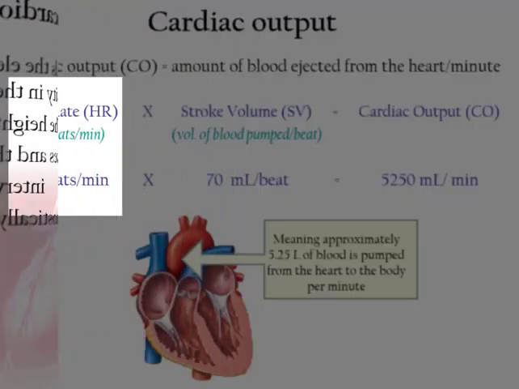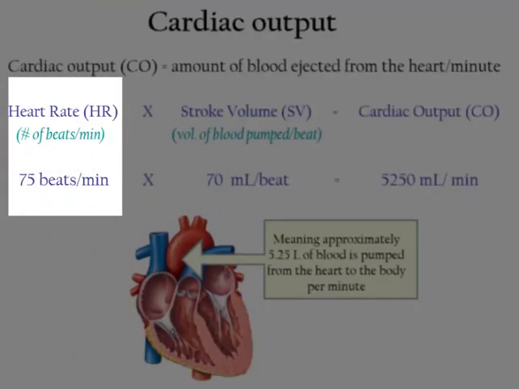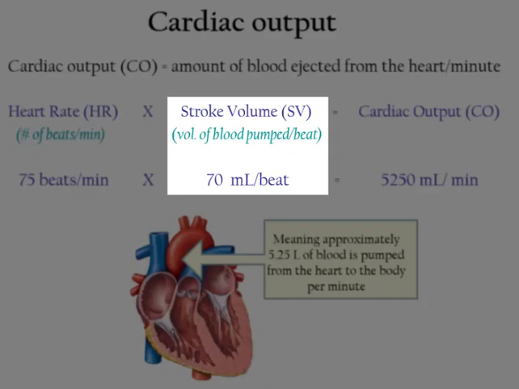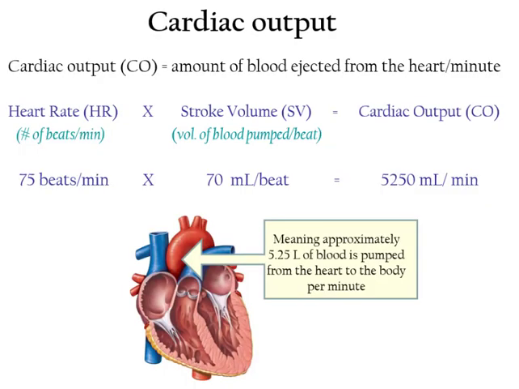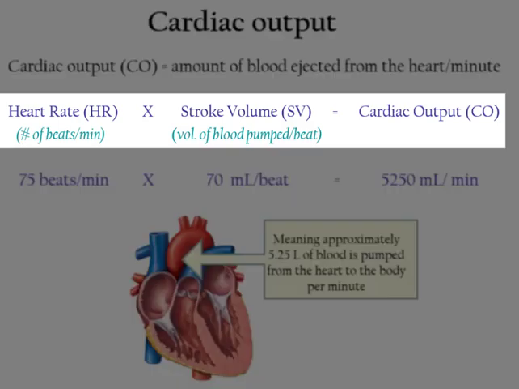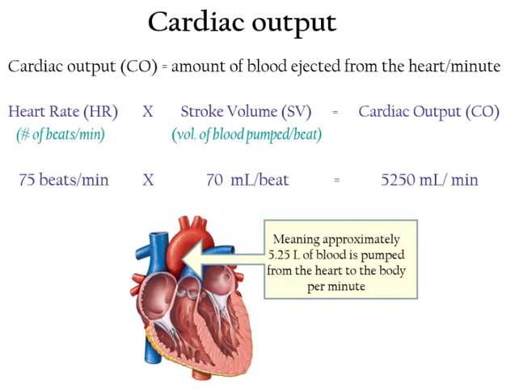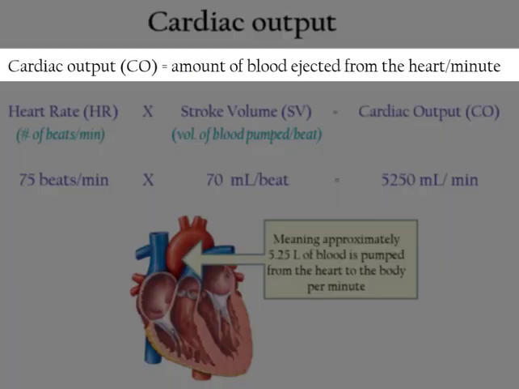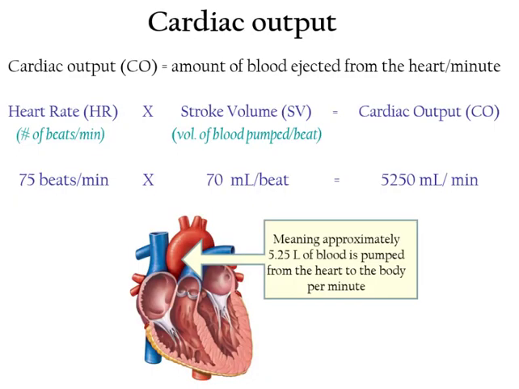The number of times the heart beats per minute is called your heart rate, and the amount of blood forced out of the heart with each beat is called stroke volume. We will be getting into the factors that influence heart rate and stroke volume. But for right now, I just want to make you aware that heart rate times stroke volume is equal to cardiac output. Cardiac output equals the amount of blood ejected from the heart each minute.